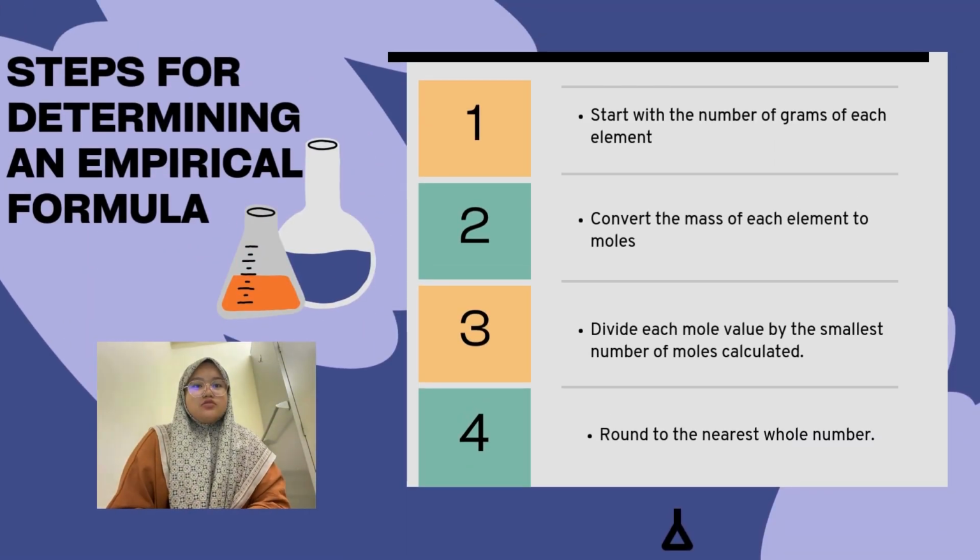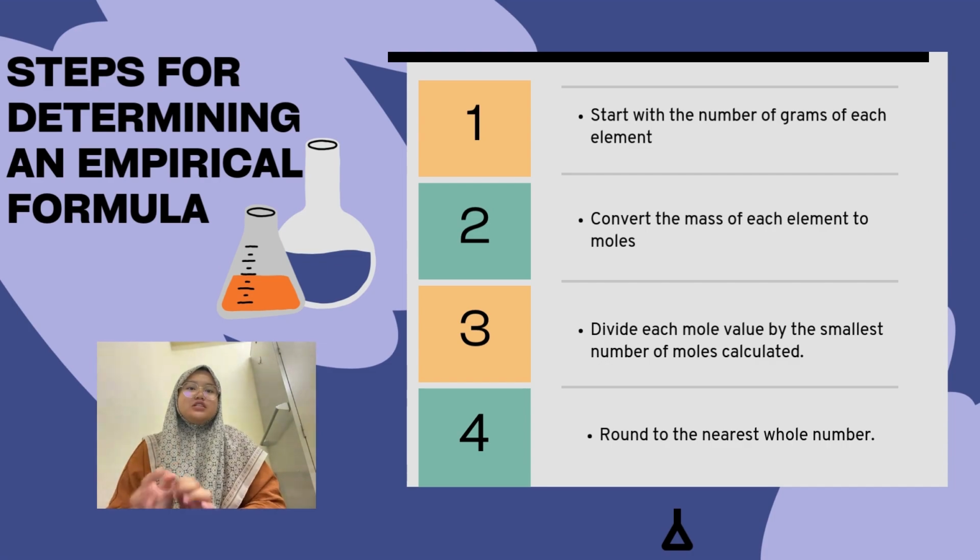Next, I want to explain the 4 steps for determining an empirical formula. Firstly, we need to state the number of grams of each element. Secondly, we need to convert the mass of each element to moles. Thirdly, we need to divide each mole value by the smallest number of moles. And fourthly, we need to round to the nearest whole number.